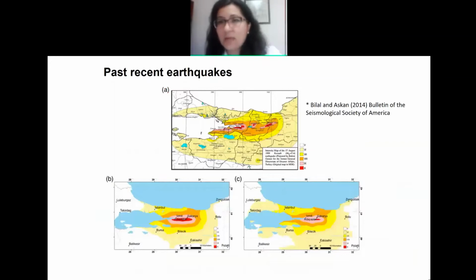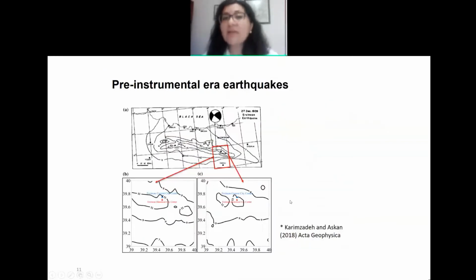This is the 1999 Kocaeli event on the field. This is the MMI map on the field. These are our models. And we can also assess pre-instrumental era earthquakes. This is the 1939 Erzincan earthquake, which is observations versus the models.